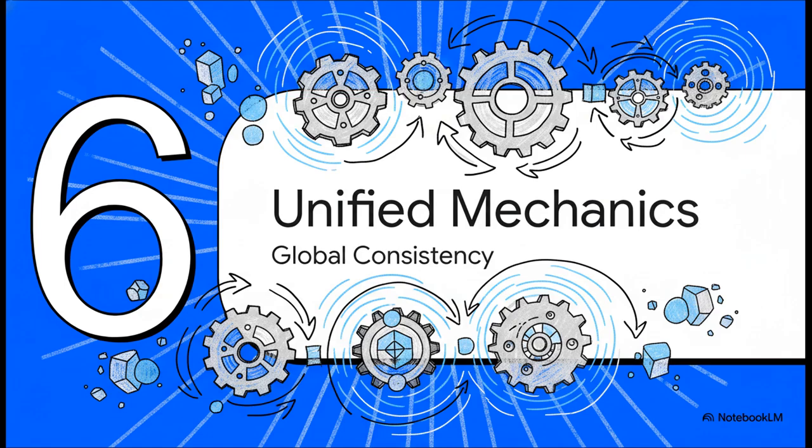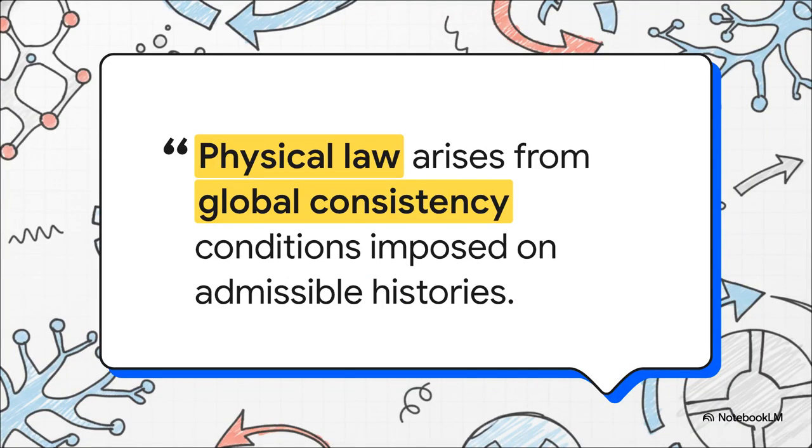Let's bring all of this home. Physical law arises from global consistency conditions imposed on admissible histories. Local dynamics, conservation laws, and constants emerge as constrained extrema of a global variational principle. Okay, so what does that actually mean for us? The crucial point is that physical laws don't just happen randomly. Constants, conservation laws, they aren't just arbitrary free parameters. They emerge naturally from a much larger global principle.